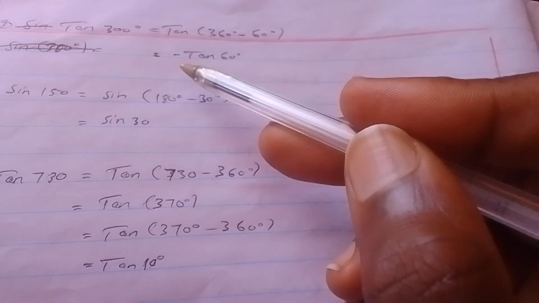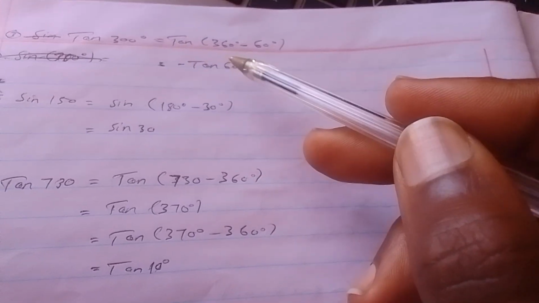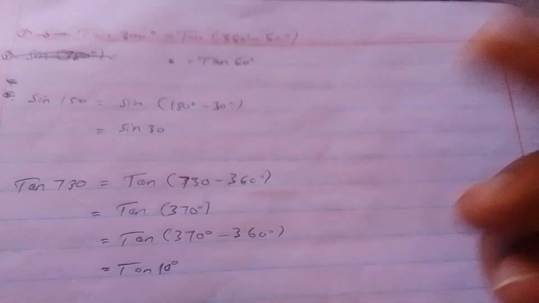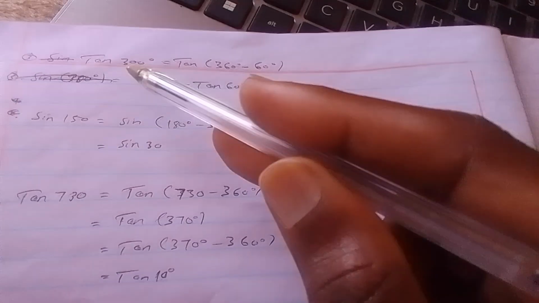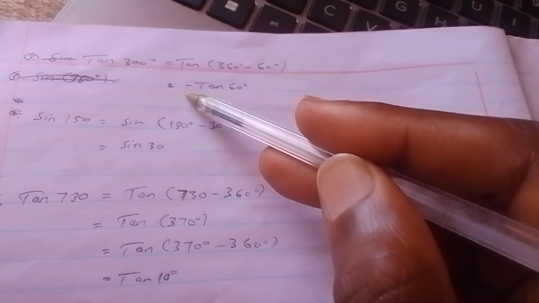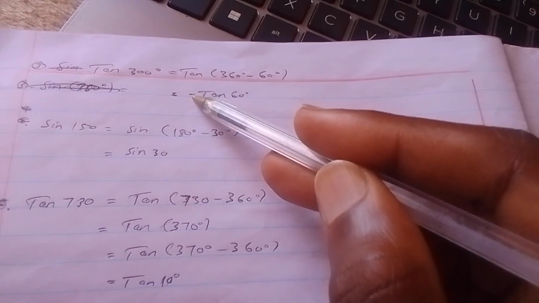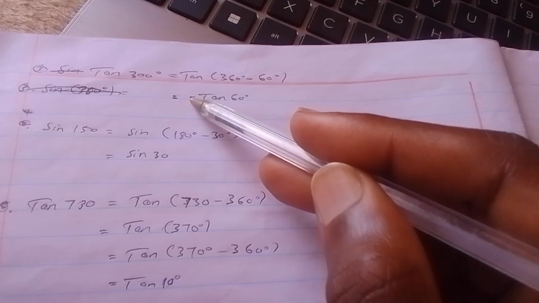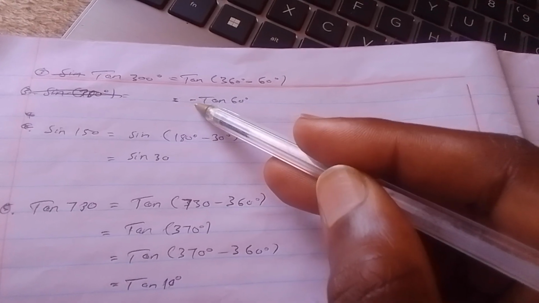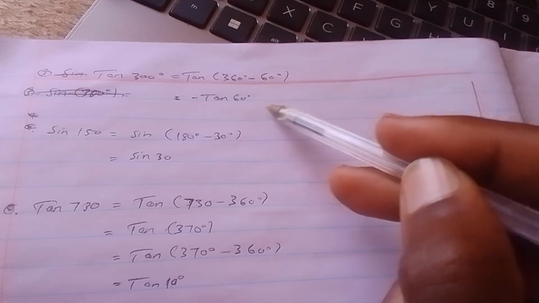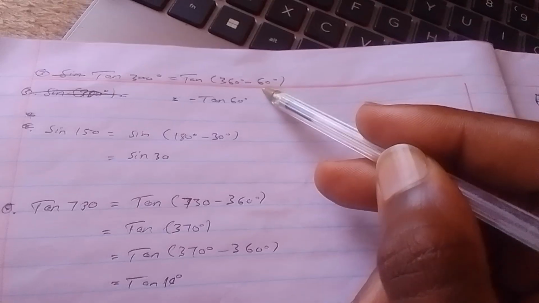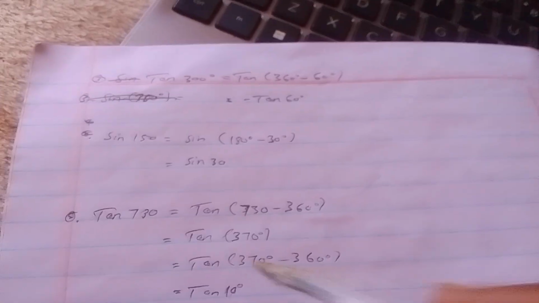So 300 was made by 360 minus 60. So we know we're already on our fourth quadrant. On our fourth quadrant, only cos is positive, so here tan will be negative. So it will be negative tan of the angle that was subtracted. That's how we do it.